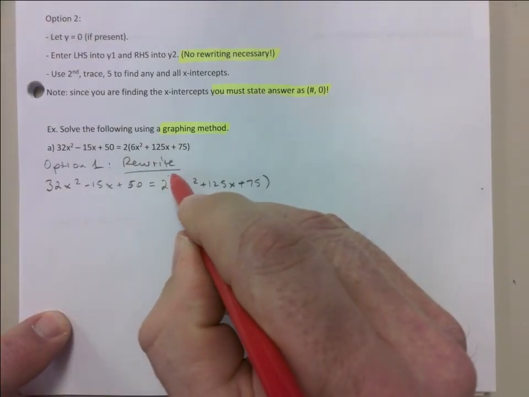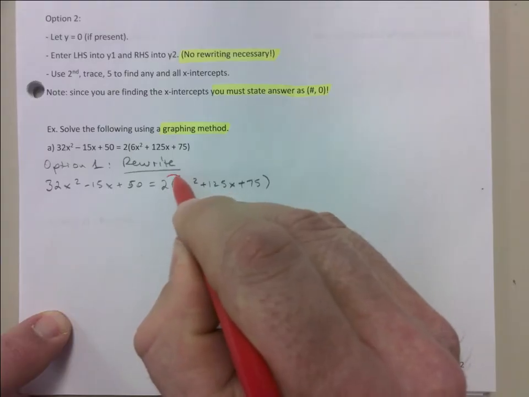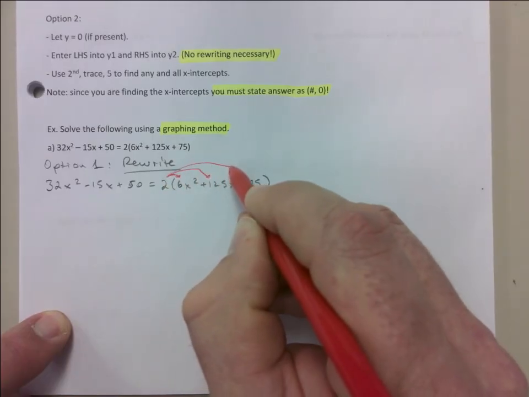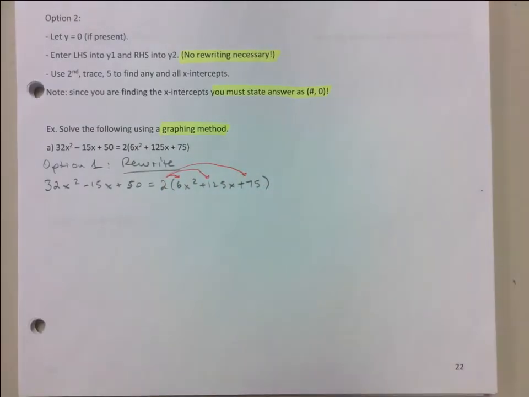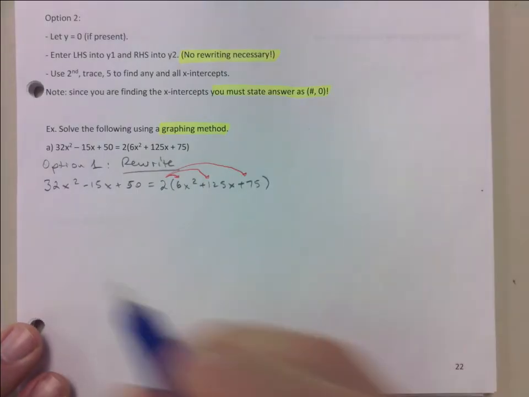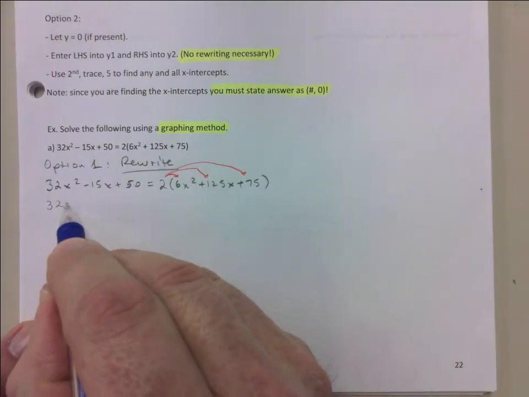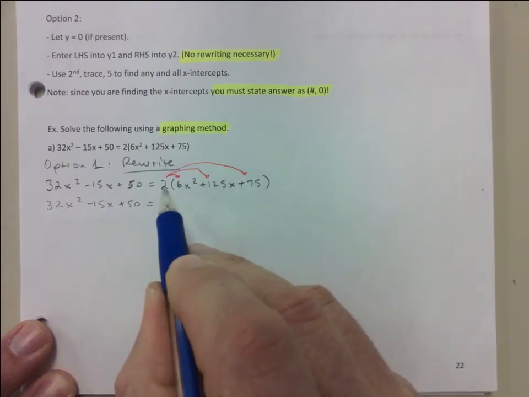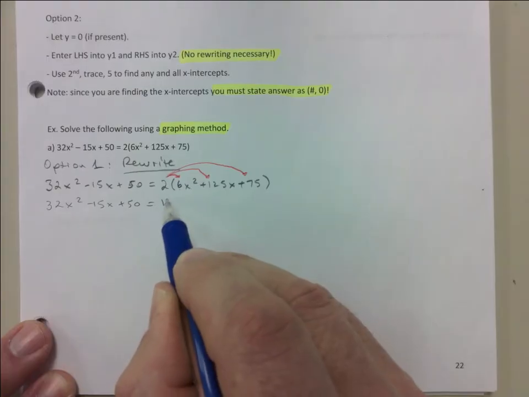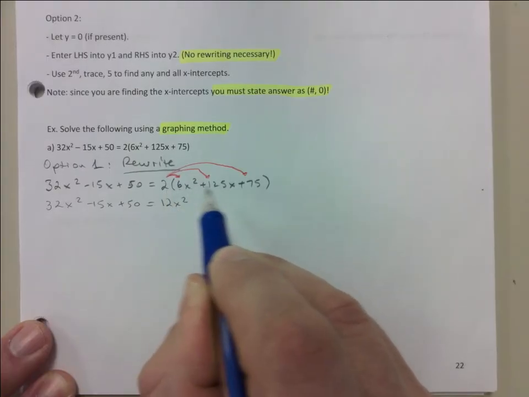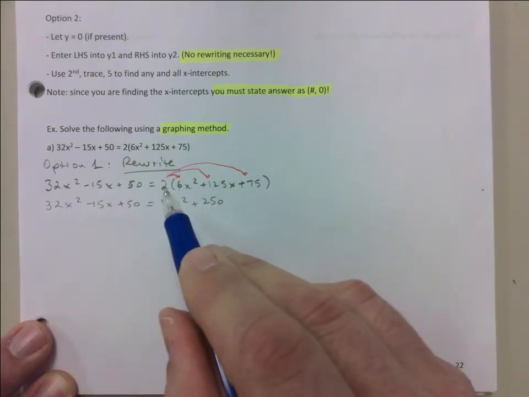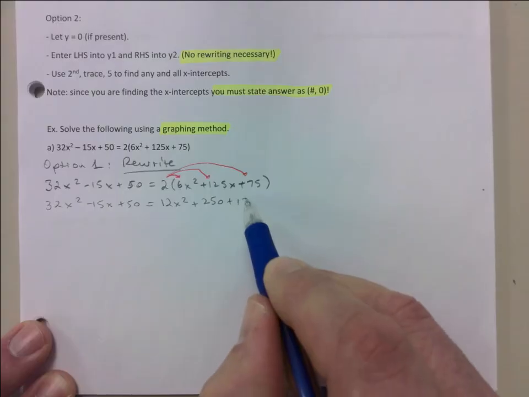I would first get rid of any brackets here. So multiply, multiply, multiply. You distribute that, so let's do that as our next step. 32x squared minus 15x plus 50. 2 times 6x squared is 12x squared. 2 times 125 is 250. 2 times 75 is 150.